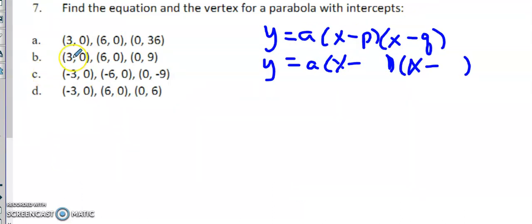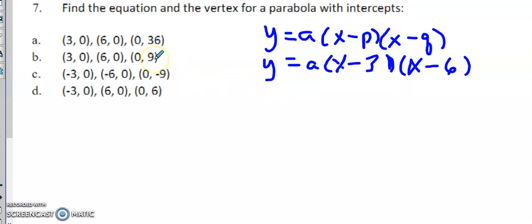Alright, so in problem B, the p value is 3, so we're going to replace p with 3. And the q value is 6, so it's x minus 6. If these had been negative, then I would put in here x minus negative 3. And if 6 had been negative, I'd put in x minus negative 6. So the problems are defined to be subtraction. We're just replacing the p with the actual number.